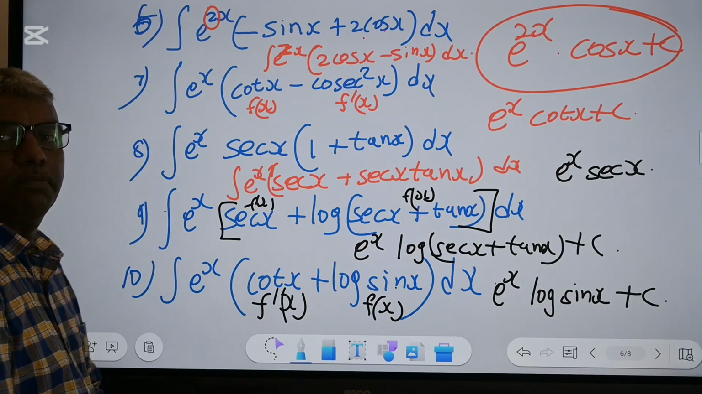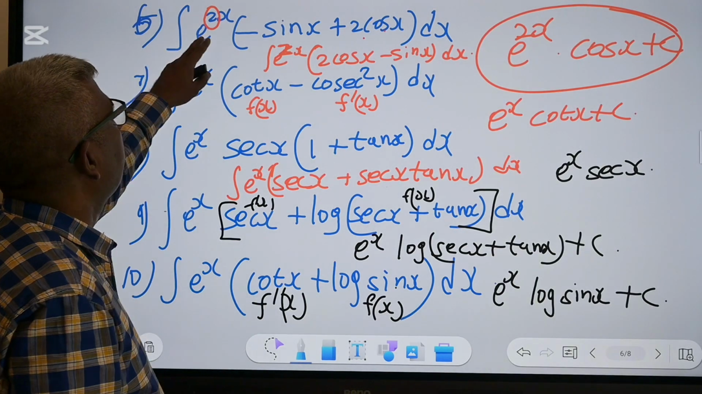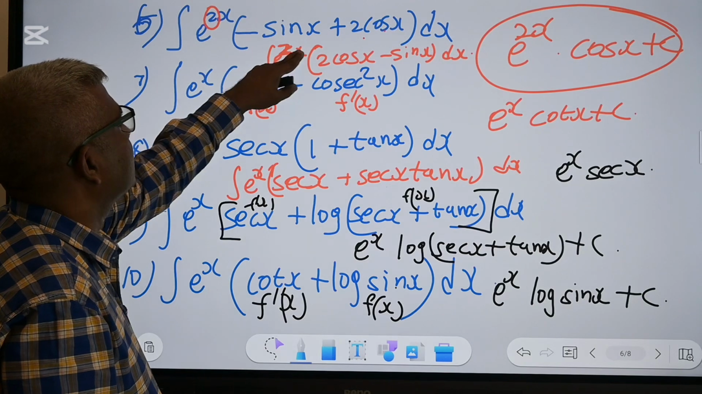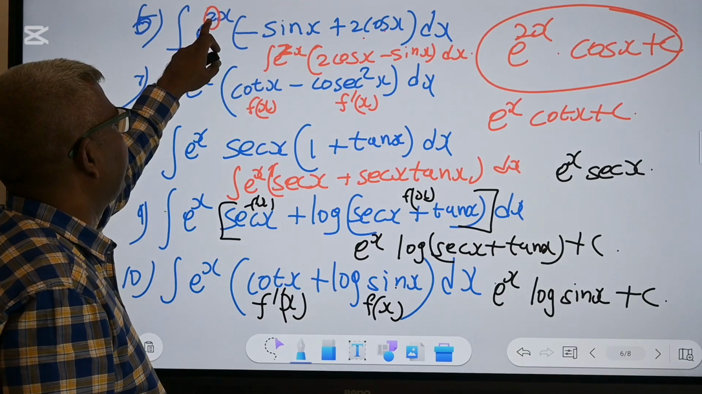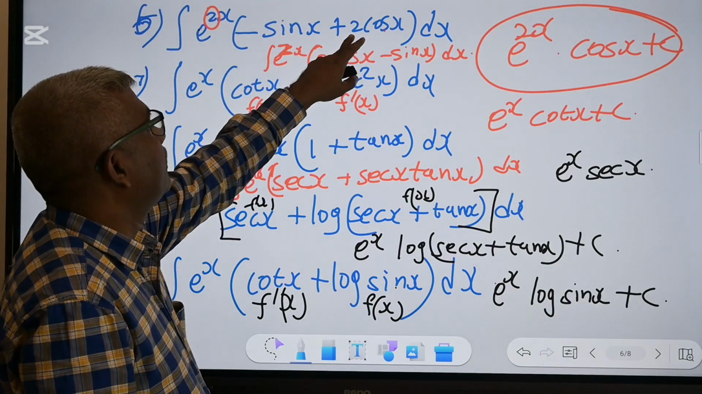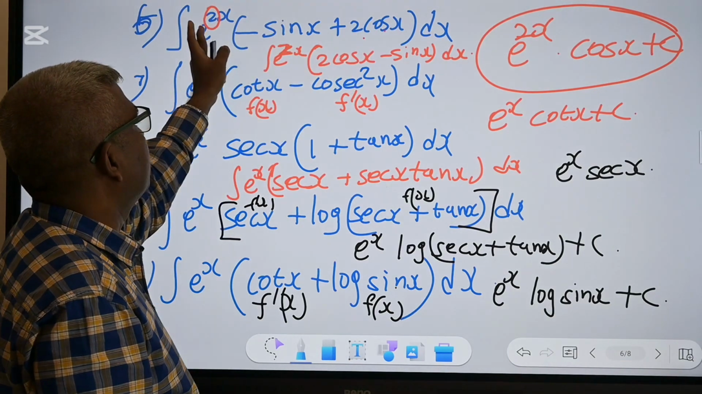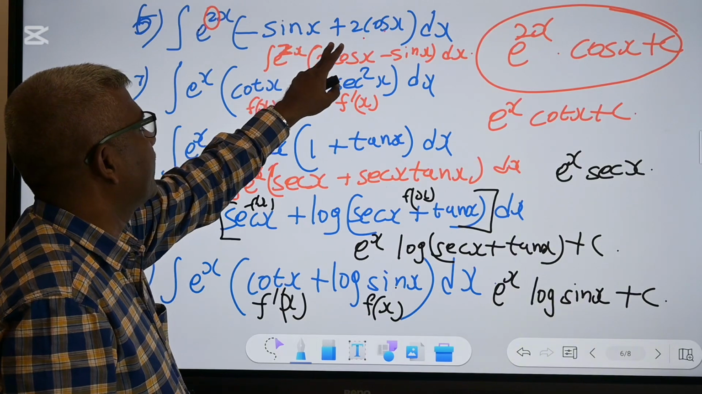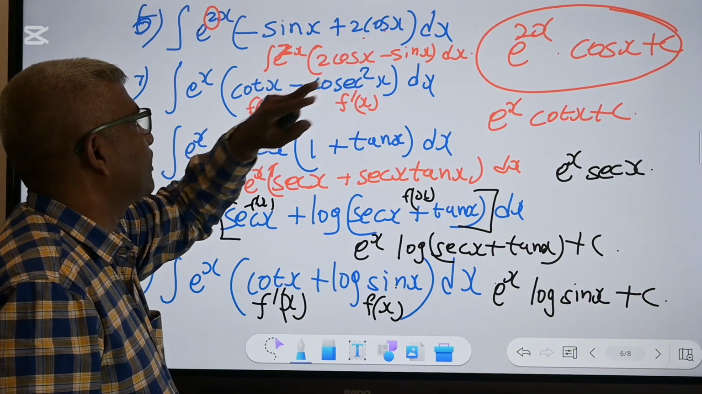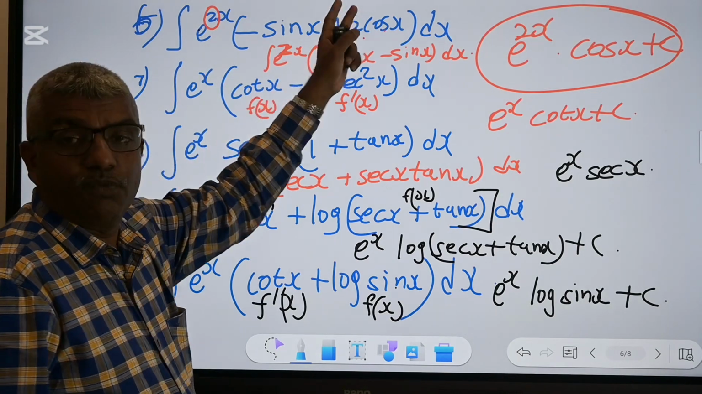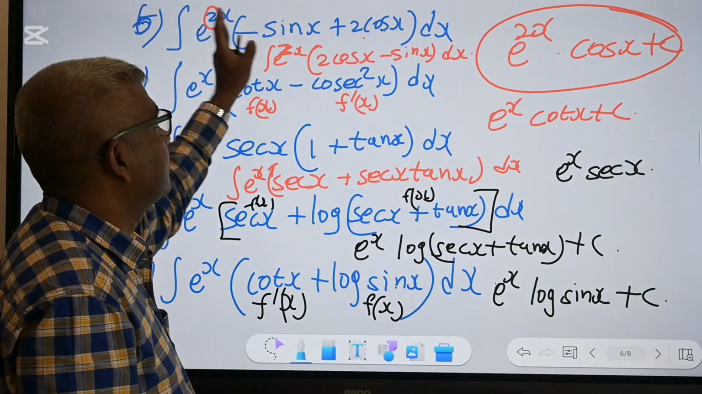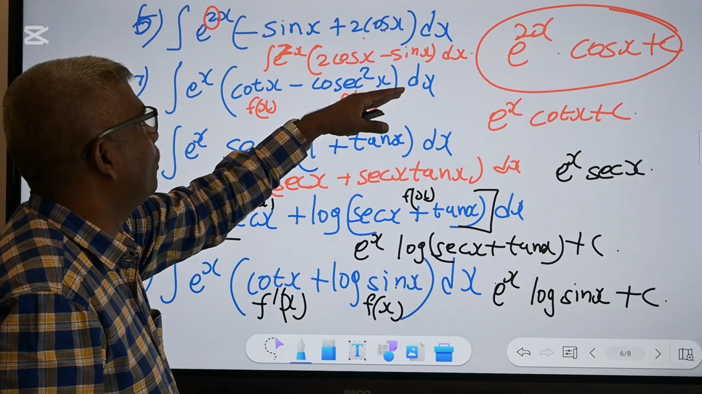Let me just recap question number 6 to 10. Integration of e power 2x times (minus sin x plus 2 cos x) dx. Since e power kx, k is 2, here 2 cos x. Just rearrange: 2 cos x plus, minus sin x. Cos x, if you differentiate, minus sin x. So the answer will be e power 2x cos x.